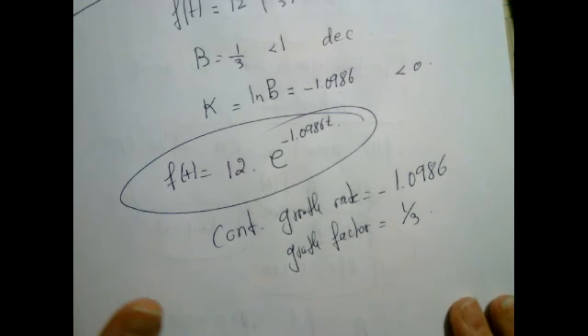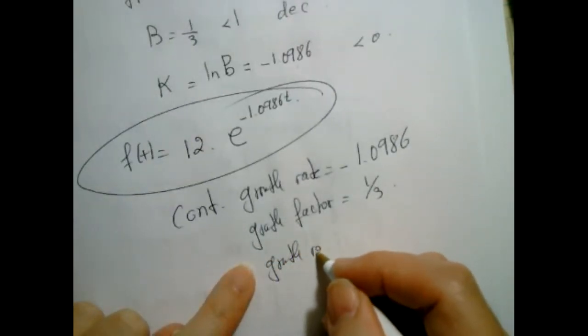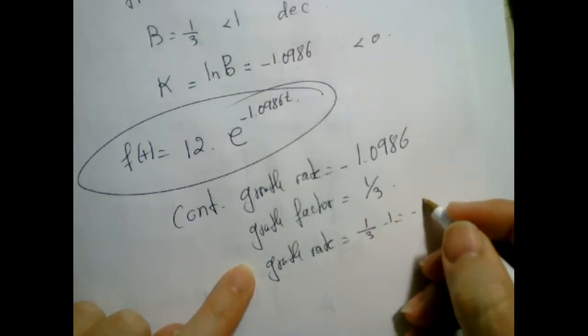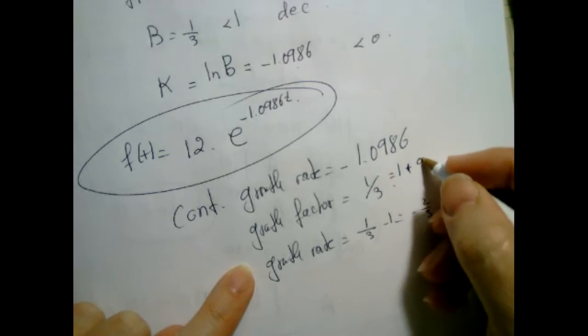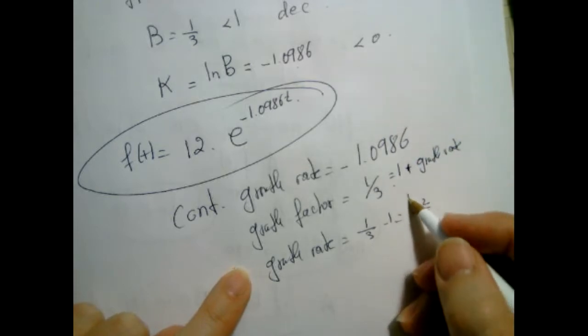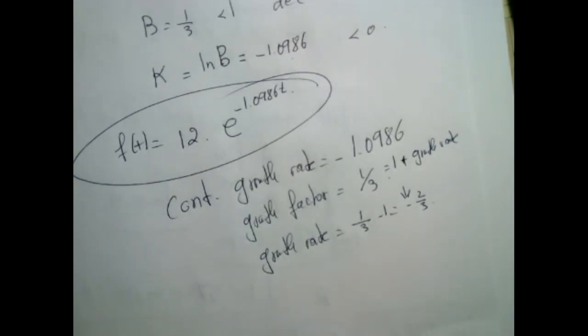That's the continuous. The growth factor is the 1/3. And the growth rate is going to be a third minus 1, which is minus 2/3, because this is 1 plus the growth rate. Okay, it's a negative growth because we have decreasing, which is minus 2/3.